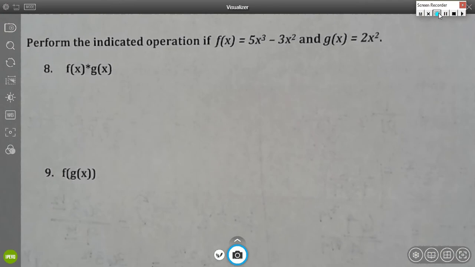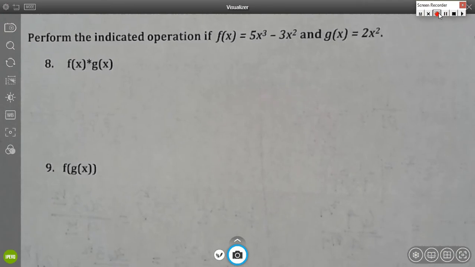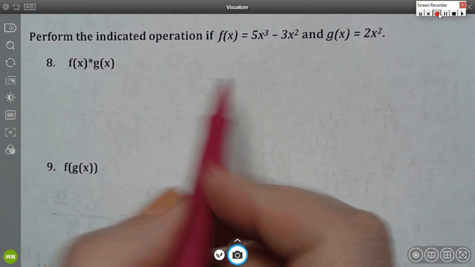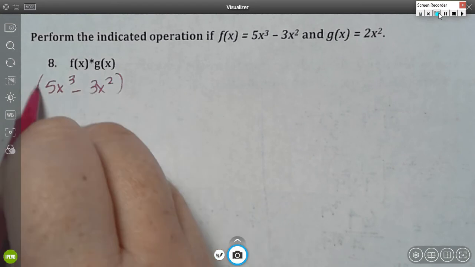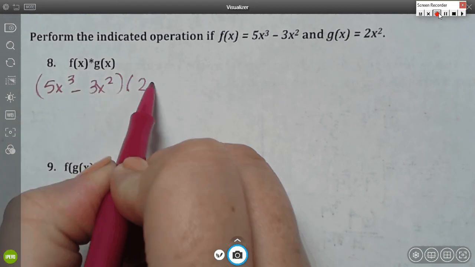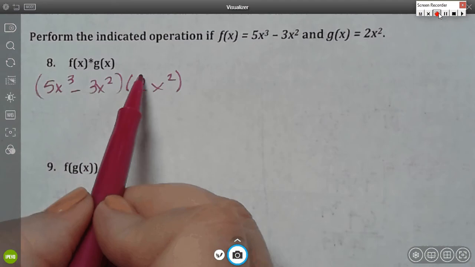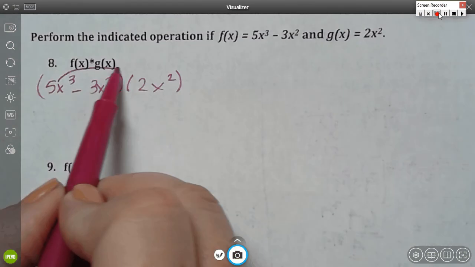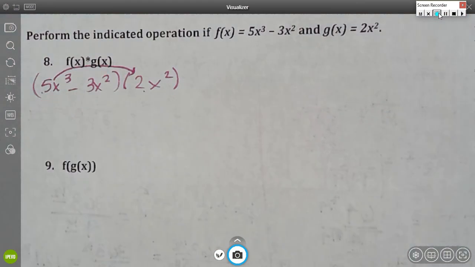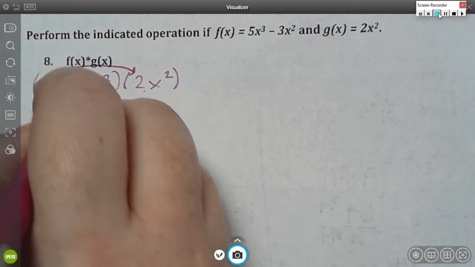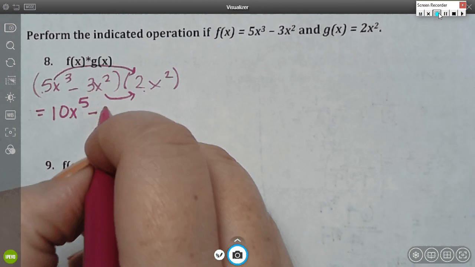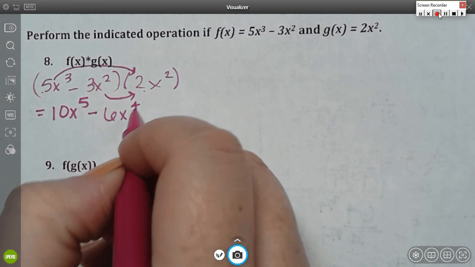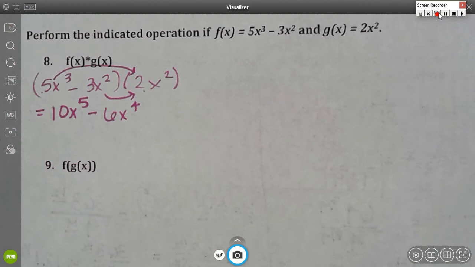Alright, so number 8, we are just multiplying two polynomials here. So we have f of x, which is 5x to the third minus 3x squared, and to that we are going to multiply 2x squared. So I want to distribute this 2x squared through, or whichever way you want to look at it. So 5x cubed times 2x squared, remember multiply the coefficients and add the exponents, so I get 10x to the fifth. And then the second one would be minus 6x to the fourth. Again, multiplying coefficients and adding exponents.